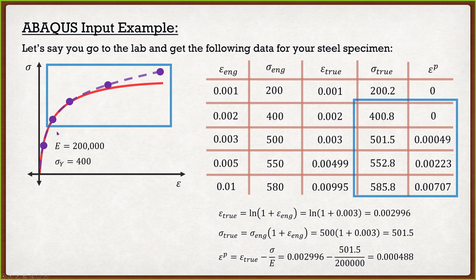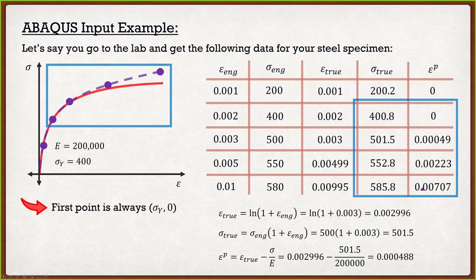So in ABAQUS, we have to do two things. We define the elastic parameters, and then we define the plastic parameters. It's as simple as that. Now, a little tip or trick: the first point that we always import is always going to be our current yield stress, so in this case around 400, and then zero, because our plastic strain always has to start from zero. If you put a non-zero plastic strain as your first point, ABAQUS will not run; it'll give you an error. So make sure that your first point here is zero. And then after that, you can just keep adding as many points as you want.